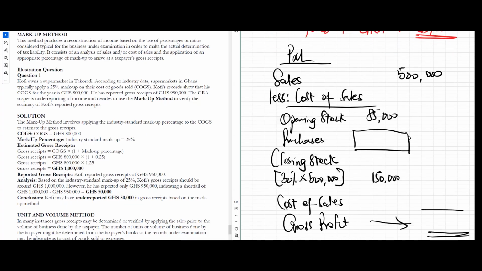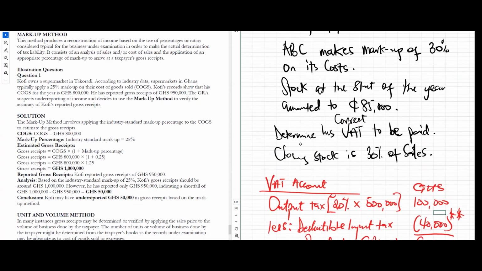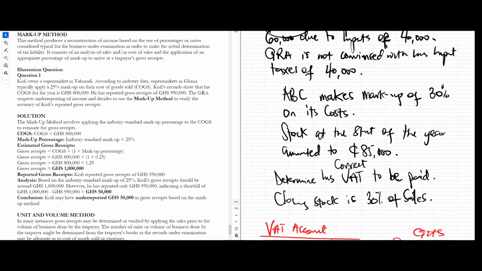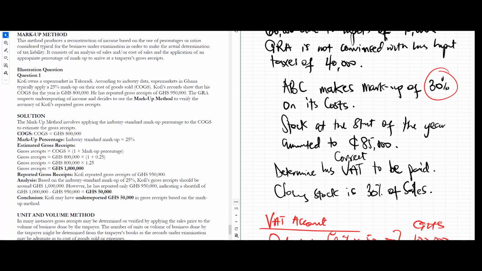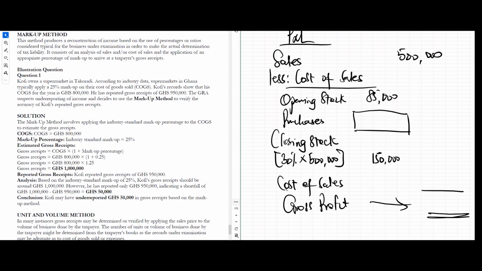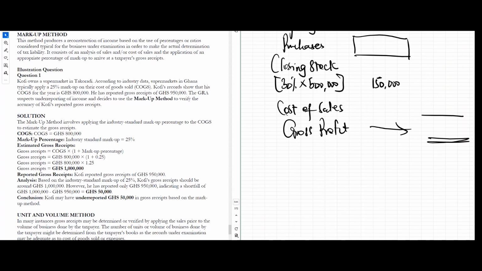So how can we find the purchases? We have to use the markup. That's how the markup method works. So they said he makes a markup of what? 30%. We said markup is a percentage of cost or sales. It's a percentage of cost. Okay, here we don't know the cost itself, but we know that cost plus profit equals selling price. Are you getting it? And anytime you hear markup, that means cost is what?